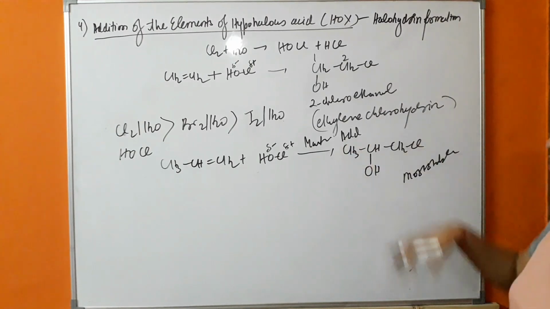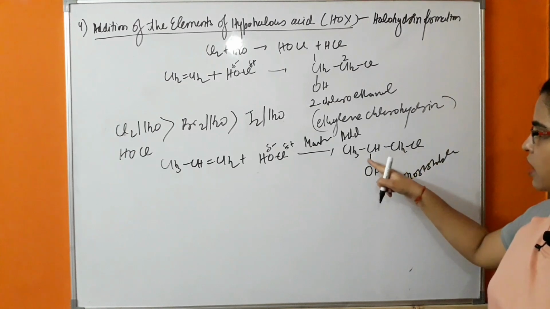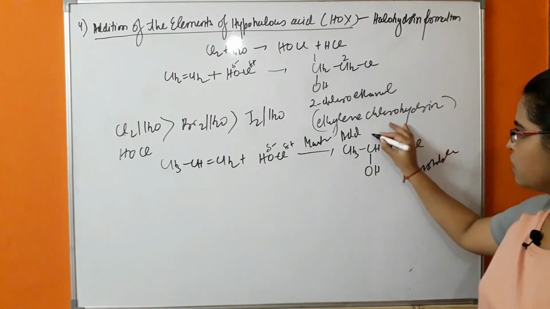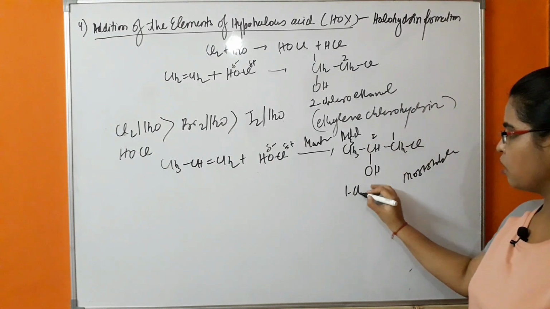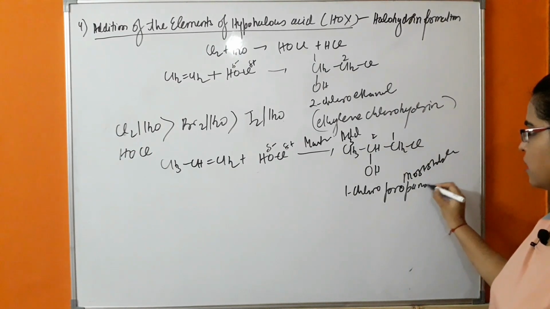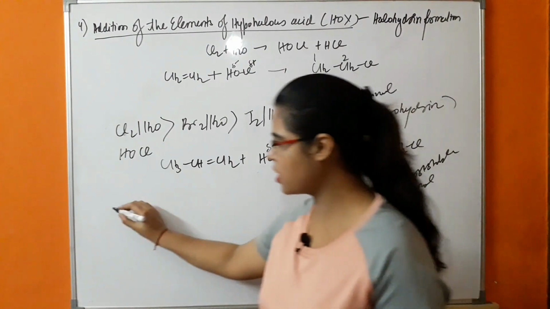So what will be the name of this compound? The IUPAC name of this compound is according to the principal functional group, which is OH. So what will be the numbering? 1, 2, 3, 1-chloropropan-2-ol. This is 1-chloropropan-2-ol. So what will be the mechanism behind this reaction?